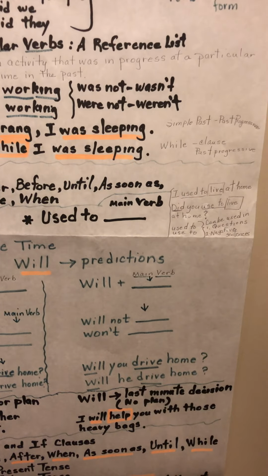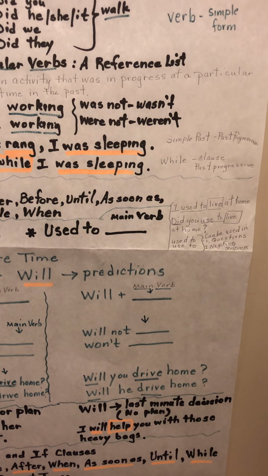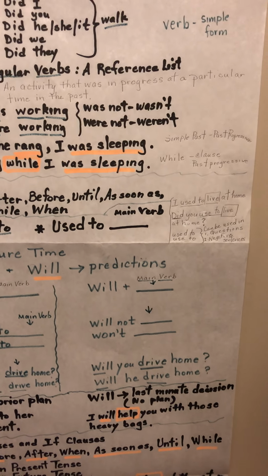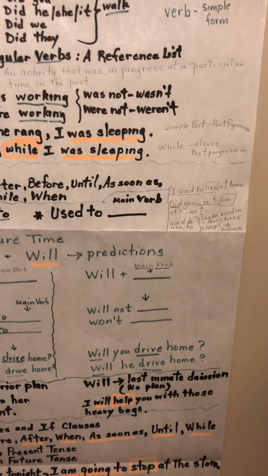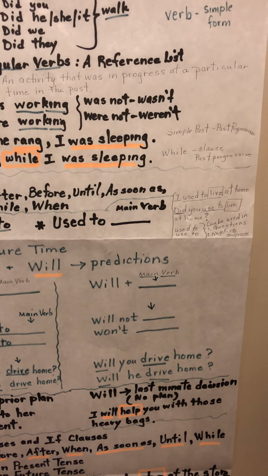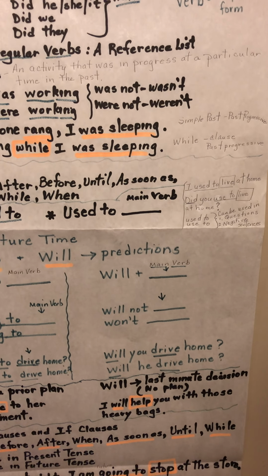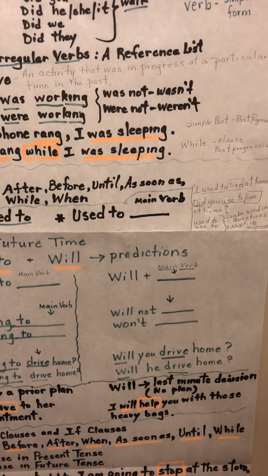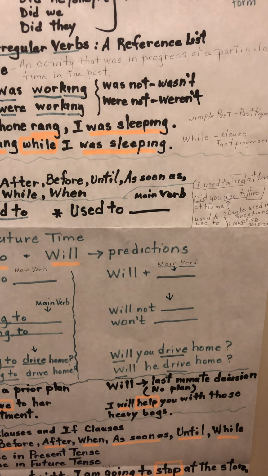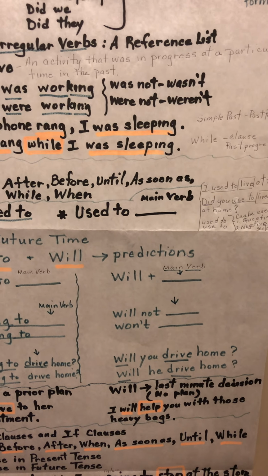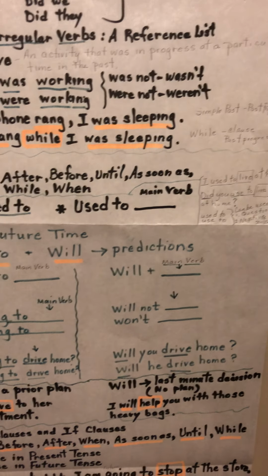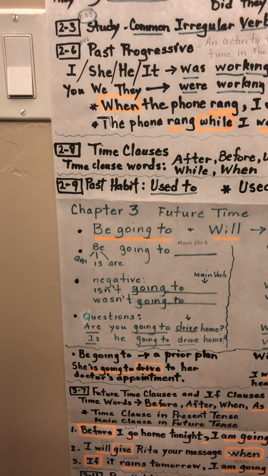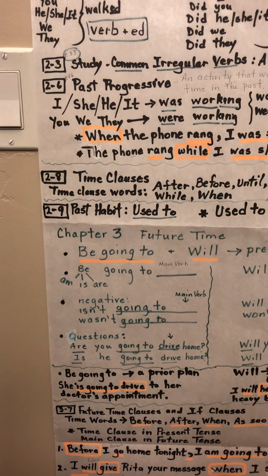We use will when the decision is made at the last minute. You see somebody walking that's carrying heavy bags and you say, I will help you with these heavy bags, or I will help you with those heavy bags. That was a last minute decision. So you use will. So will is used for last minute decisions. Be going to is used with a plan, a prior plan.